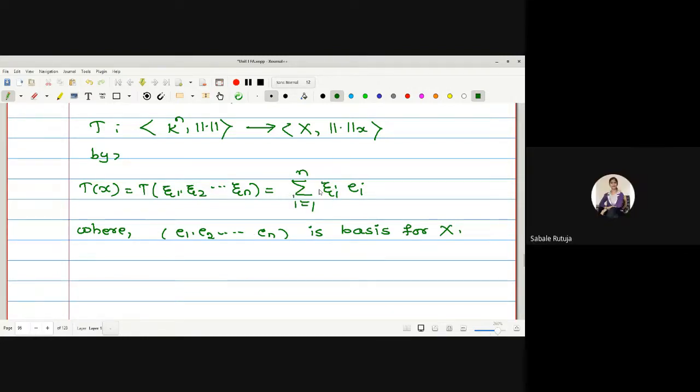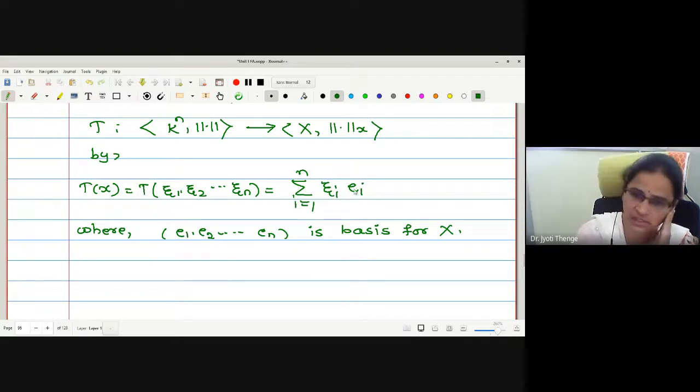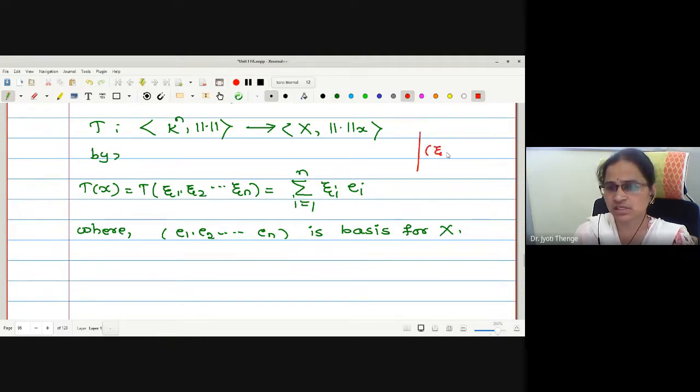Understood? If I write eta i's are the standard basis, can you tell me what will be the resultant of this? Is it the same? Zeta 1, zeta 2 up to zeta n, right? Which gives us actually T of x is equal to x, if this is a standard basis. And if it is not a standard basis, it will give you some scalar in the corresponding vector x, which is depending on these scalars zeta 1 to zeta n.